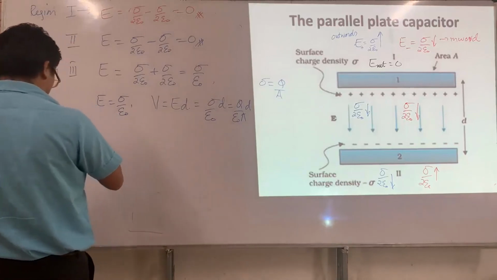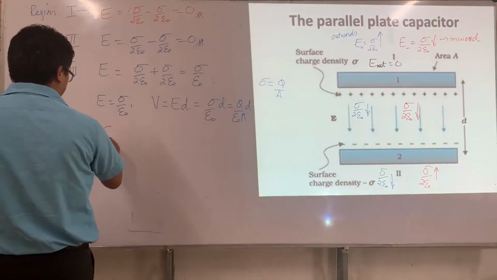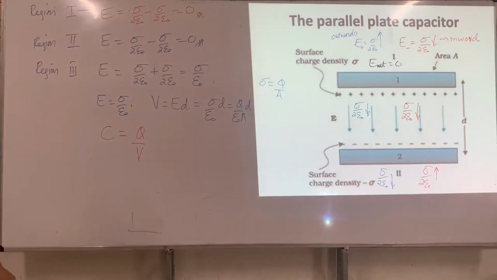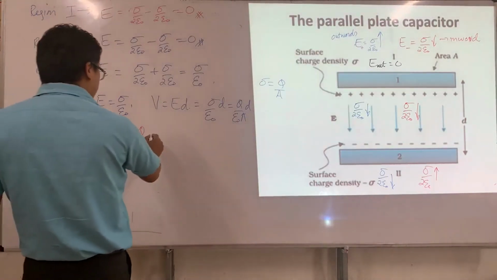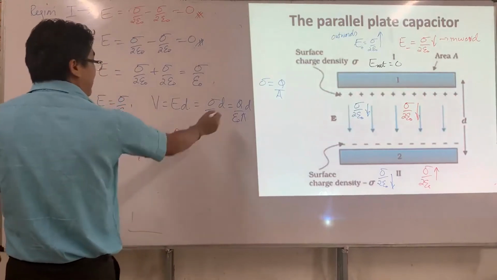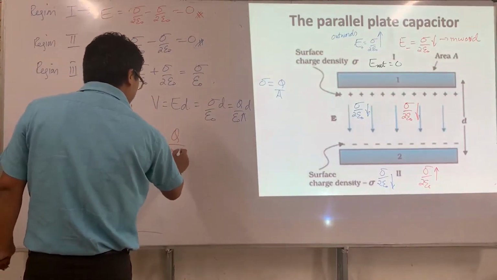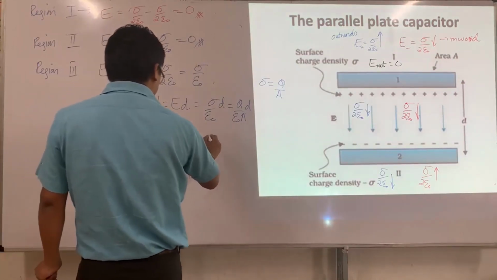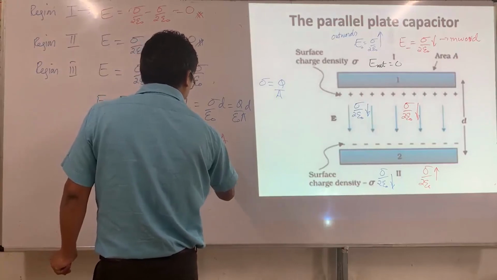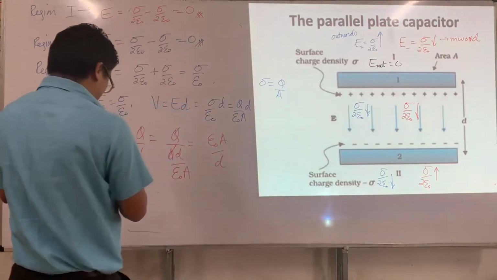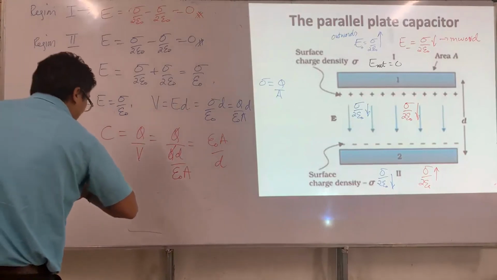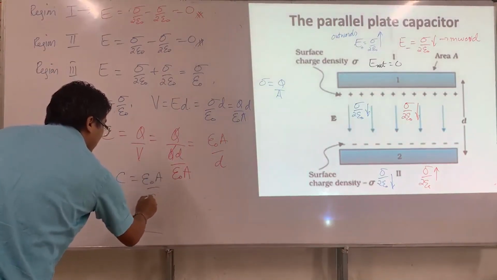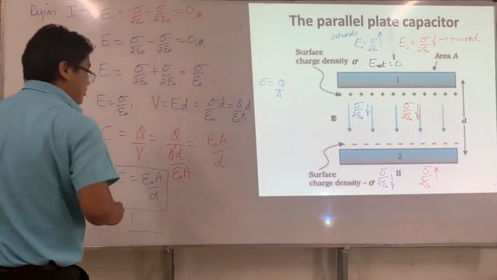Now let's define the capacitance. What is capacitance? Capacitance is charge per unit potential difference. I substitute here Q d divided by epsilon naught A. The Q cancels out. Finally we get epsilon naught A by d. This is the final expression. So the final expression we have is C is equal to epsilon naught A by d.